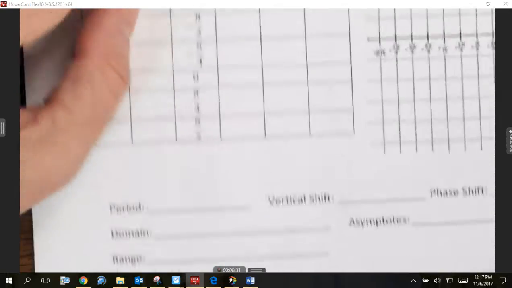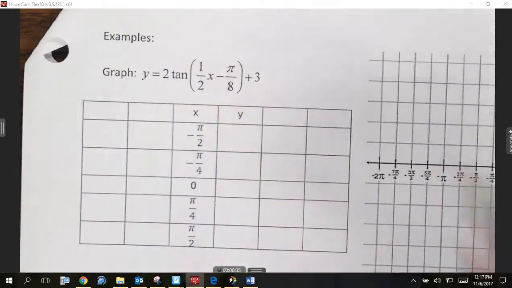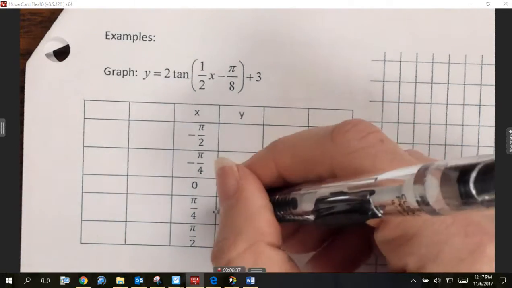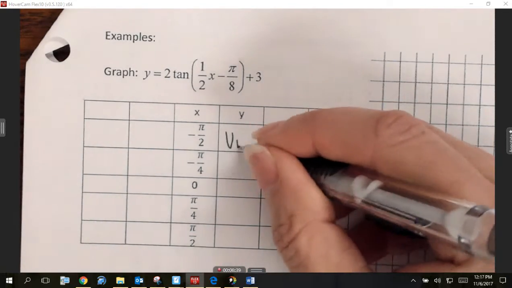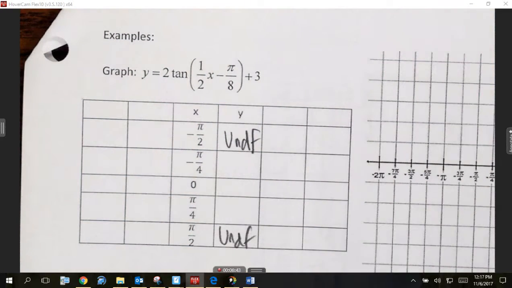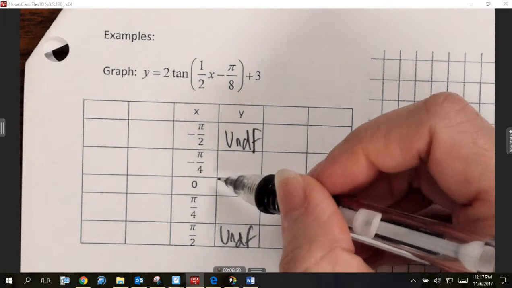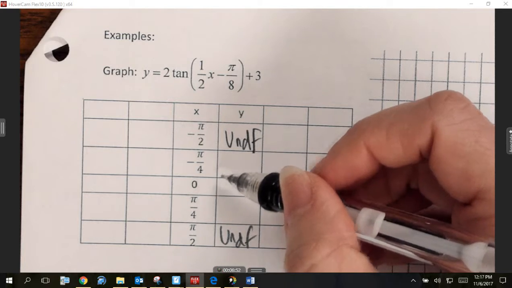Okay, so go back to tangent. Tangent's fun. We have to put in our key points, which go from negative pi over 2 to pi over 2, but if you can remember, we're starting and ending with the undefined, so that we can have that fun shape in the middle. At negative pi over 4, that's the fourth quadrant. Is tangent positive or negative in the fourth quadrant? Negative.